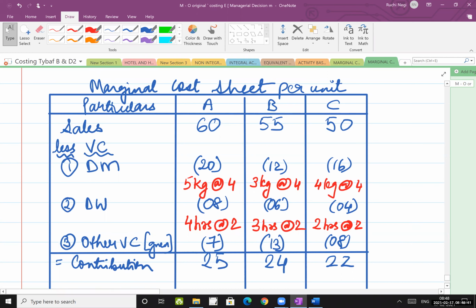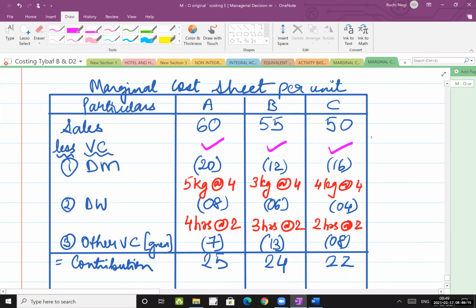Sales 60, 55 and 50. Variable cost 1, 2, 3 variable cost you have. Direct material 5 kgs multiplied with 4 rupees. 3 kgs multiplied with 4 rupees. 4 kgs multiplied with 4 rupees. 5 fours are 20. 3 fours are 12. 4 fours are 16.